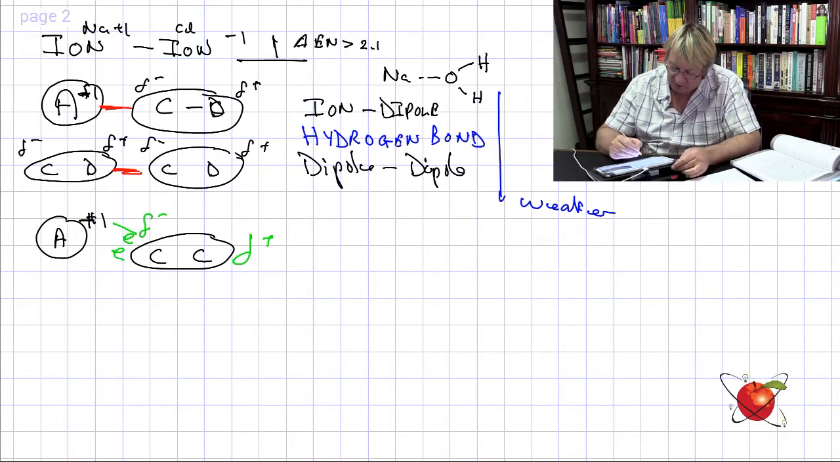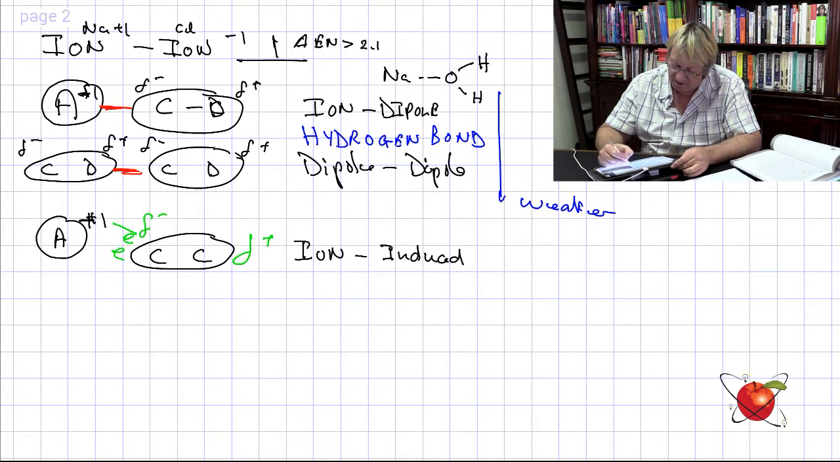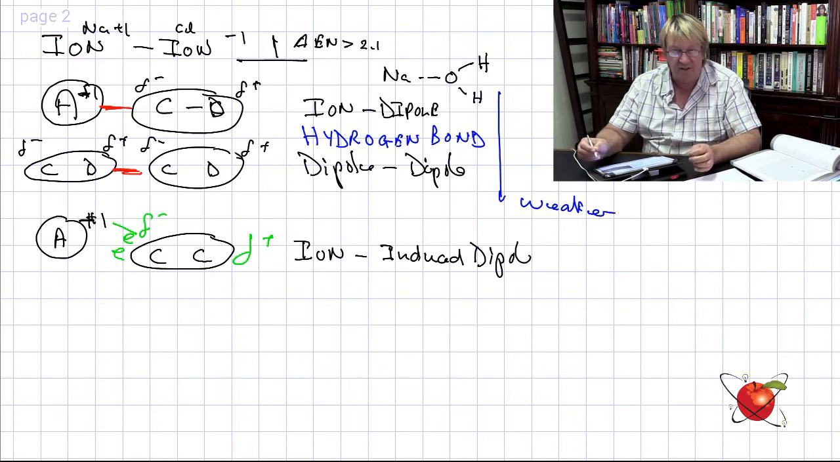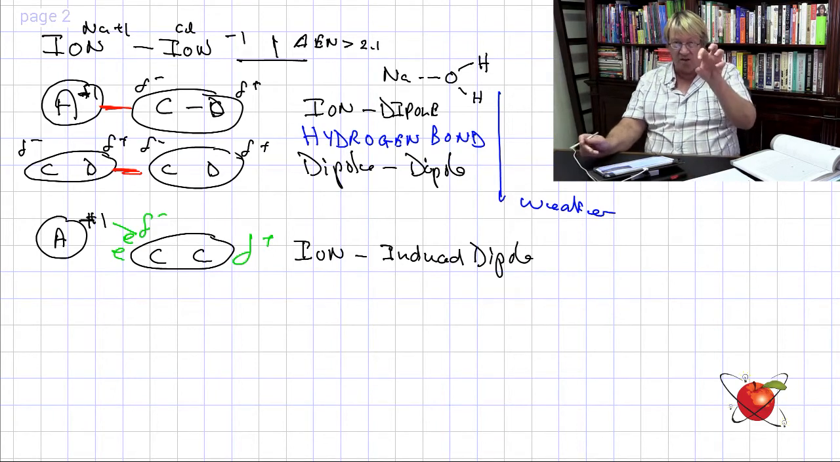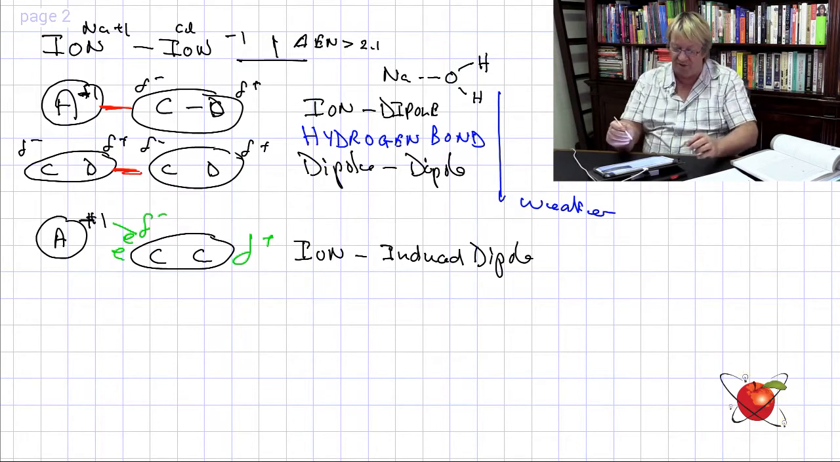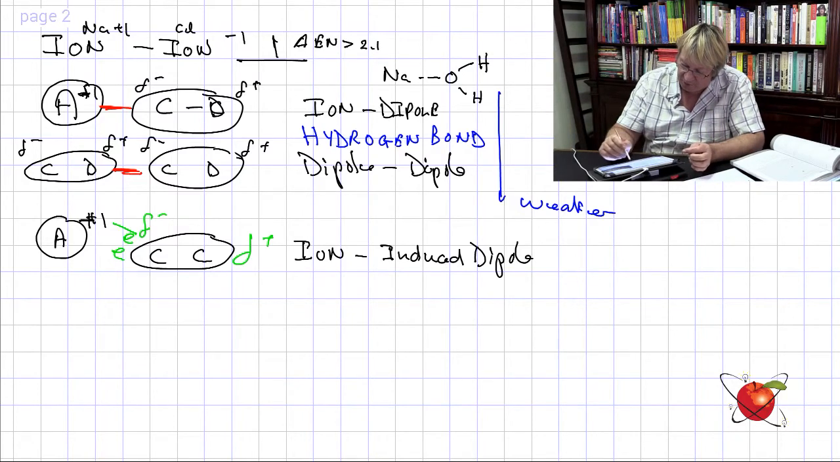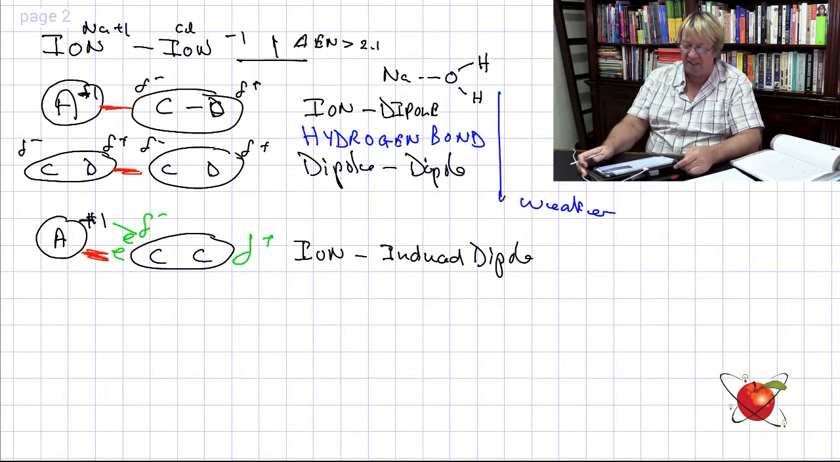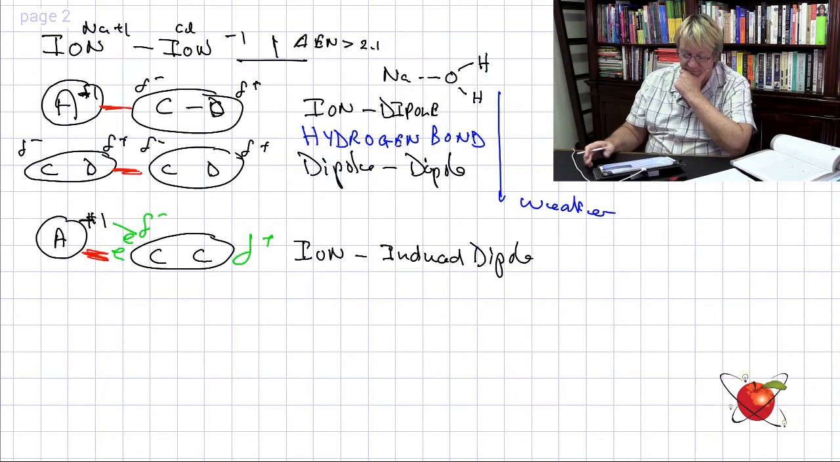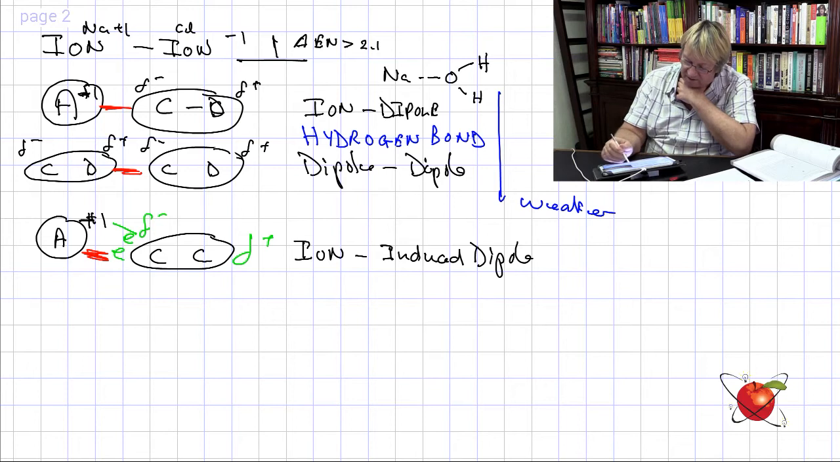So what do we call that? We call that an ion-induced dipole. The ion made a dipole and then bonded with it, because now it's actually pulled the electron to that side strongly, so we can get that. The next one is fairly straightforward.